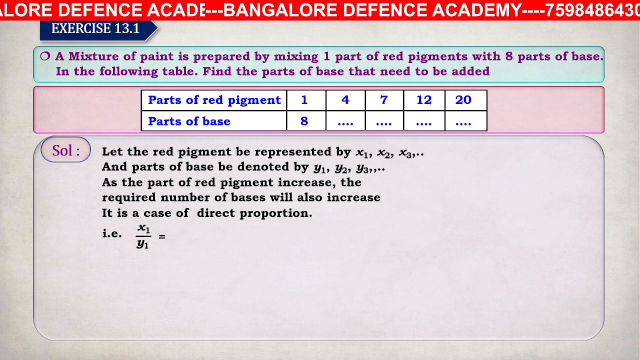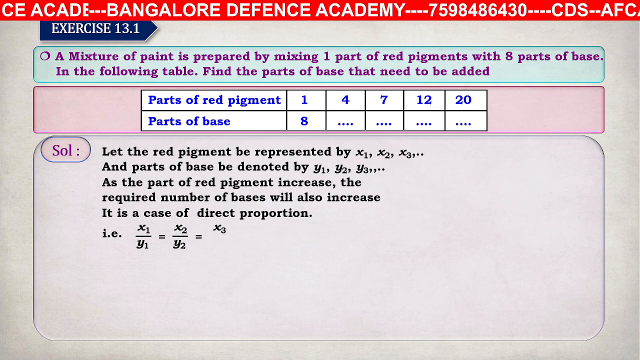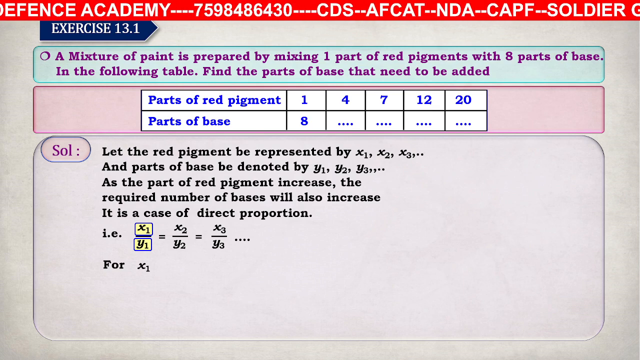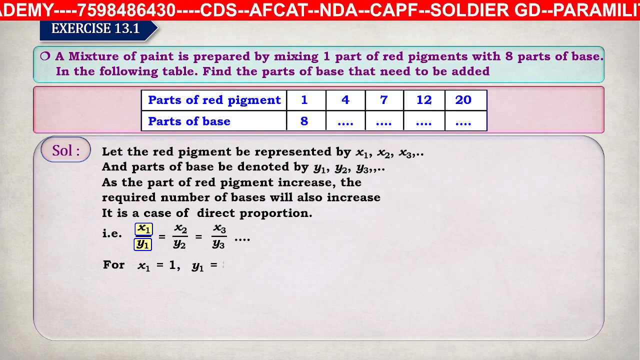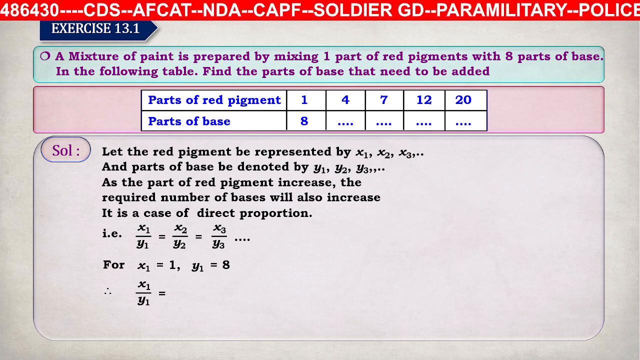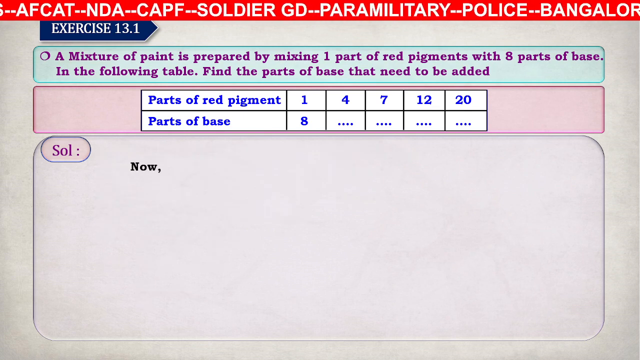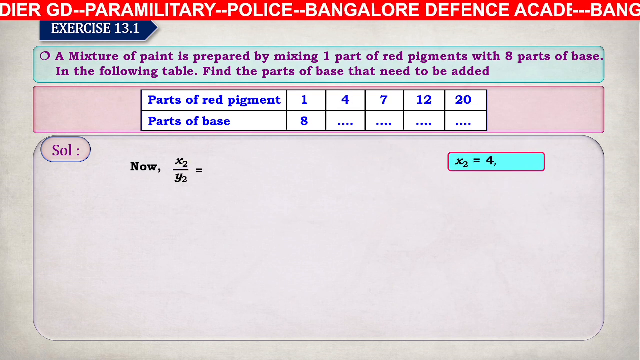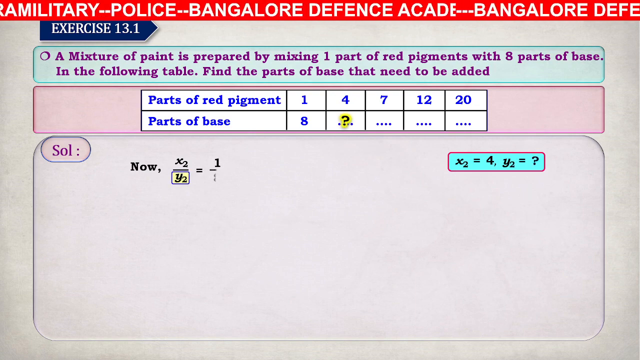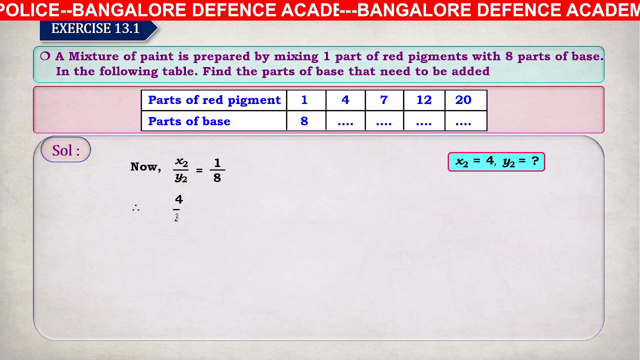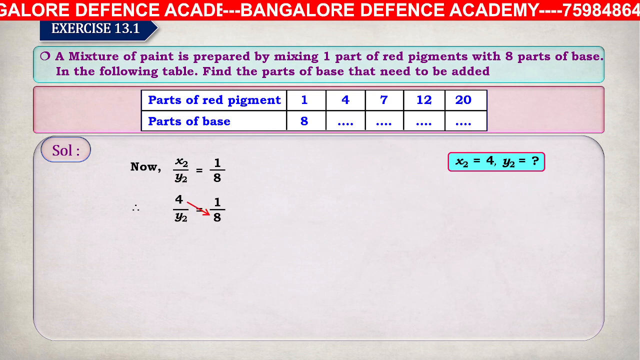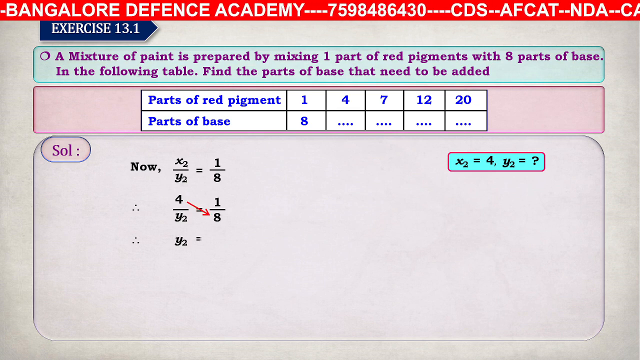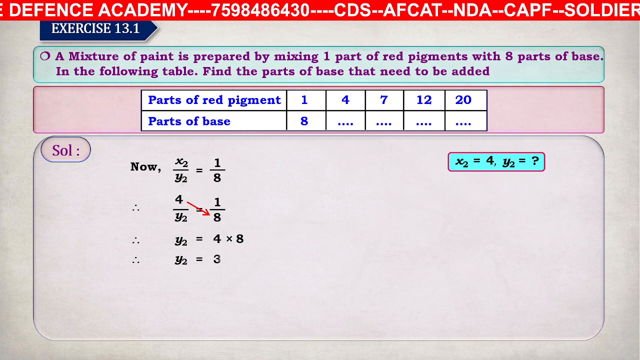Now I'll take x1 by y1 is equal to x2 by y2, equal to x3 by y3, and so on. I already know the value of x1 by y1. I take x1 equal to 1 and y1 equal to 8, so the value is 1 divided by 8. x2 you know is 4, but I don't know the value of y2. So x2 is known, y2 is not known. I'll write 1 by 8 is equal to 4 by y2. When I cross multiply to find the value of y2, 4 into 8 is equal to y2. The answer is 32.